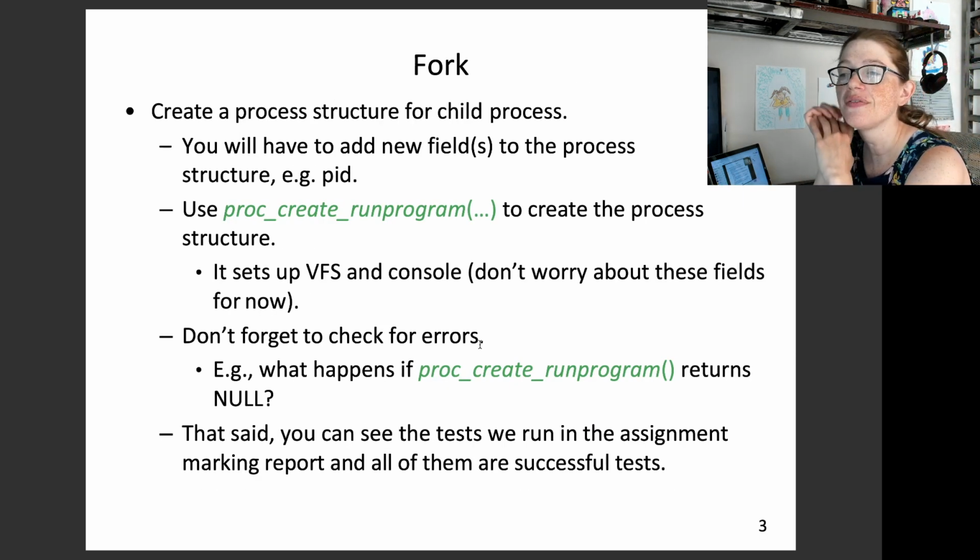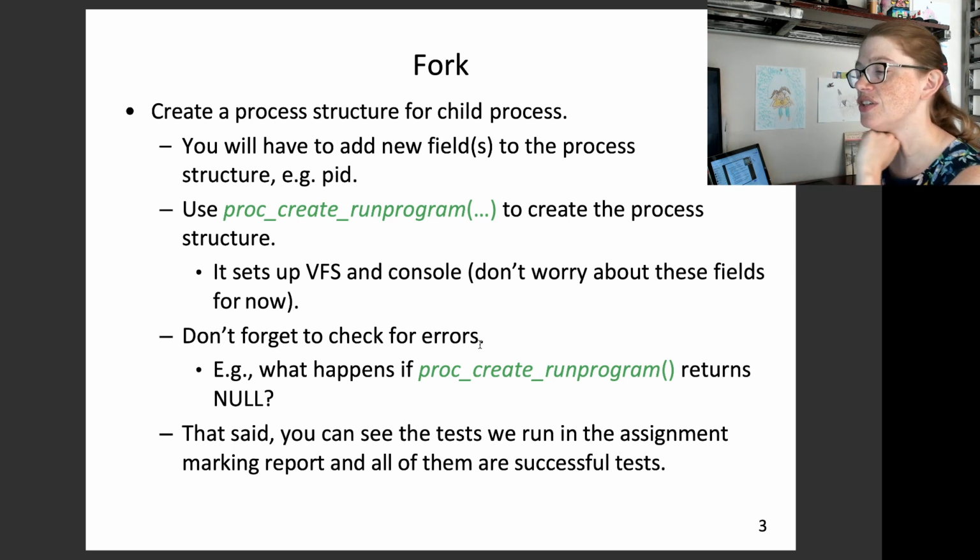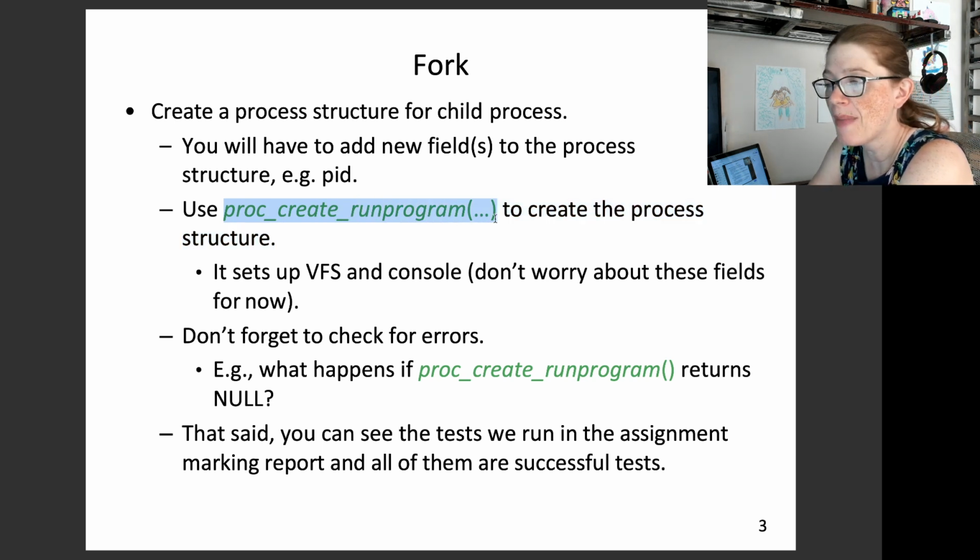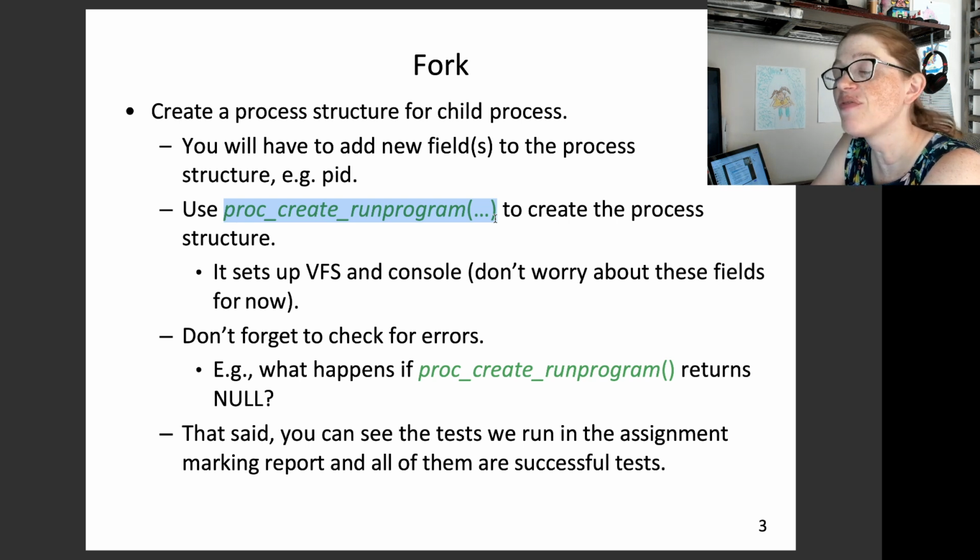So first off, you need to create that child process structure. You don't need to malloc anything. All you need to do is call proc_create_runprogram. And proc_create_runprogram is going to allocate the memory for the process structure, and it's going to populate those fields of the process structure that it can populate at this point in time.